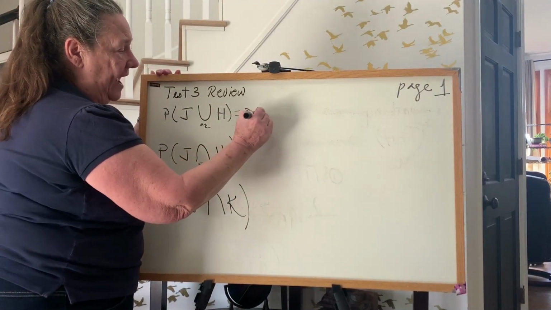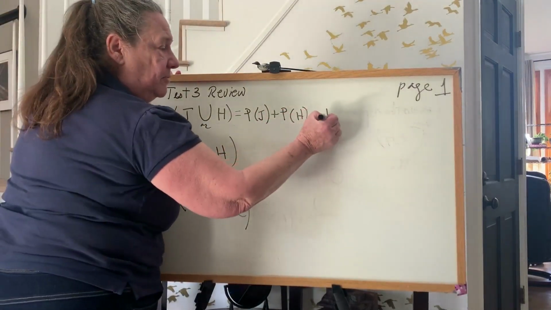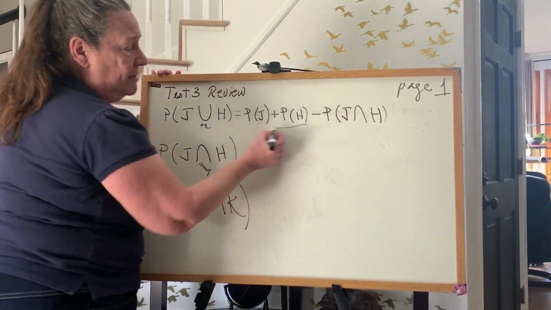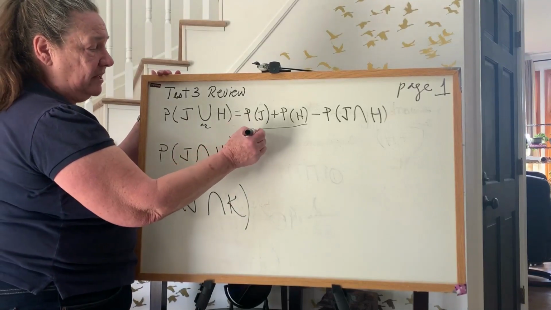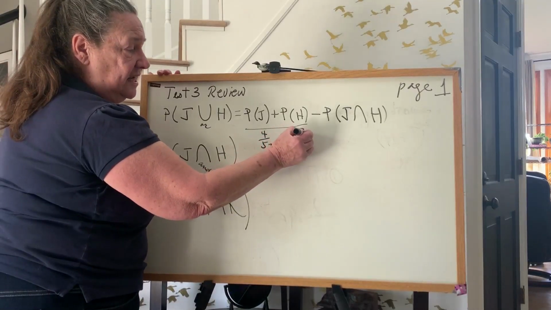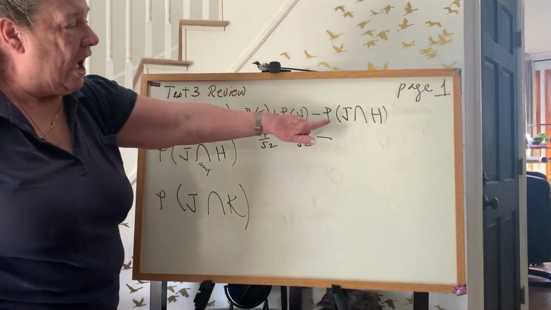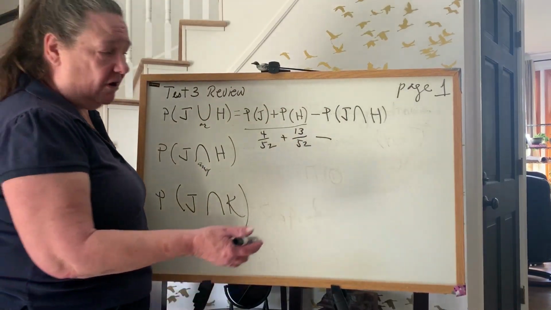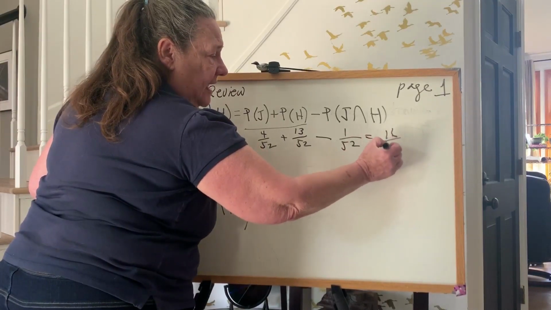It's the probability of a jack plus the probability of a heart minus the probability of things that are jacks and hearts. Now, everyone will get that part of the formula, but a lot of people will miss this just by being careless. Okay, probability of a jack is 4 out of 52. Probability of a heart is 13 out of 52. Minus how many cards are jacks and hearts? We're talking about the jack of hearts, and there's 1 jack of hearts. So that makes it 16 out of 52.